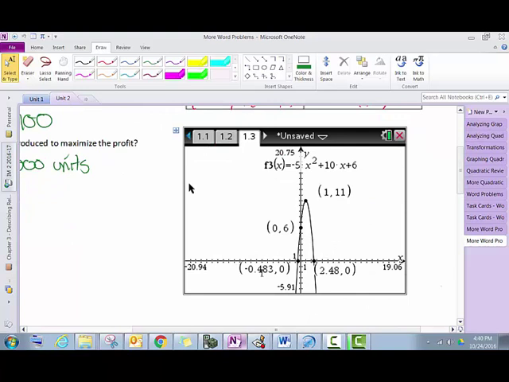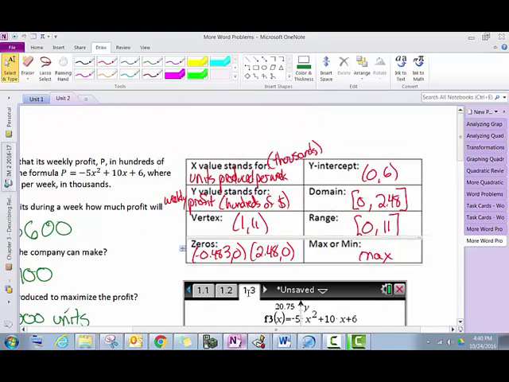We found our zeros at negative 4.5483, 0, and 2.48, 0. Y-intercept is 0, 6, and the maximum is 1, 11. So I put those in there. Again, x is units produced per week in thousands. Y value is the weekly profit in hundreds of dollars. The vertex is 1, 11. The zeros we just saw. Y-intercept is 0, 6.